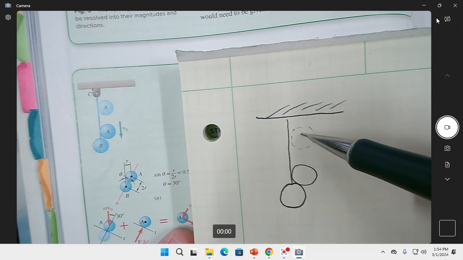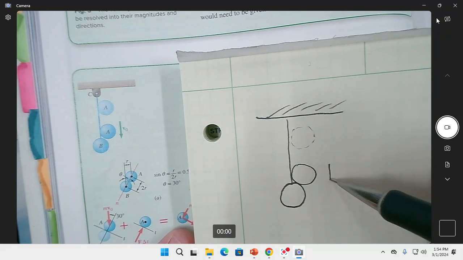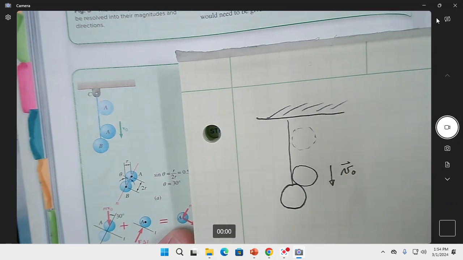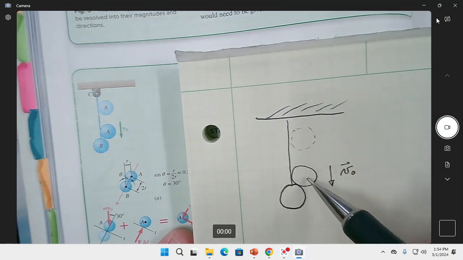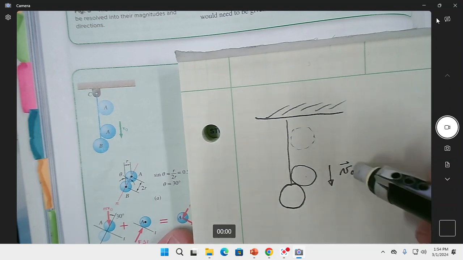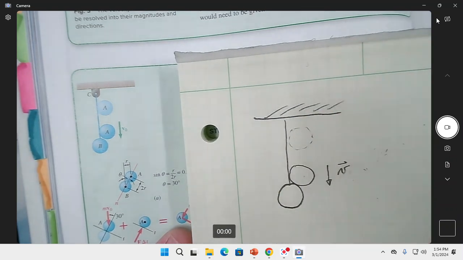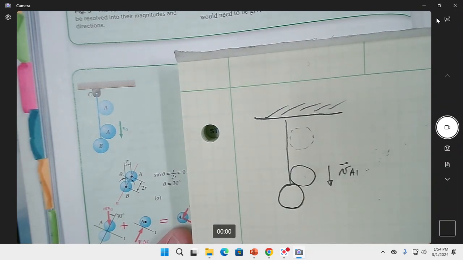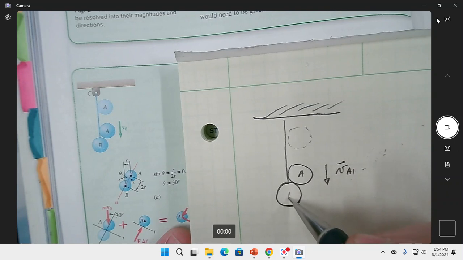A has been dropped down and is now moving in this direction, VO. I would call it A, but I'm going to change that. I don't like that they call it O. I'm going to call that A1. And so this is A, and this is B.